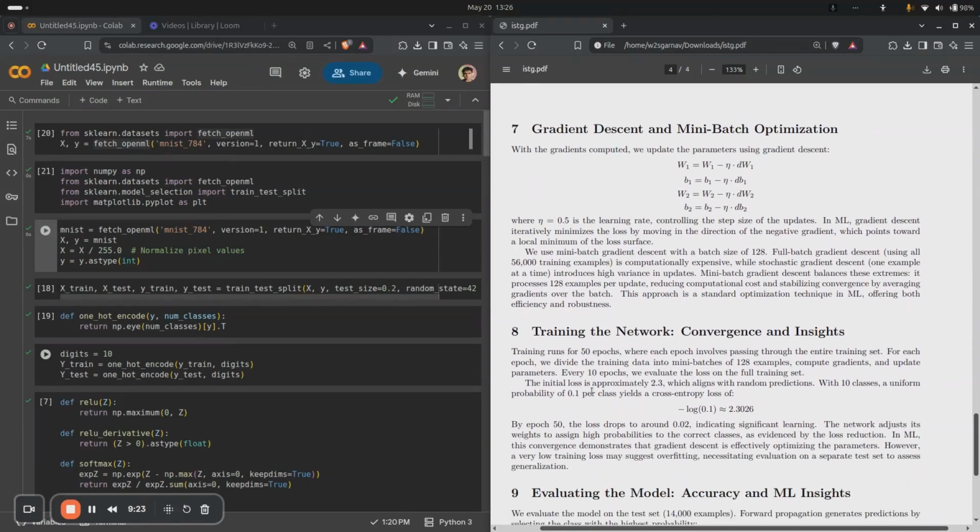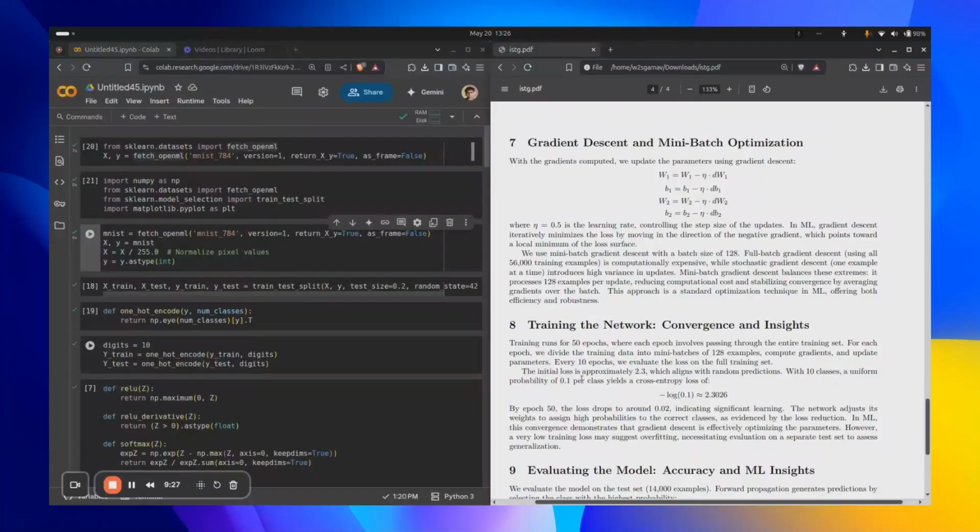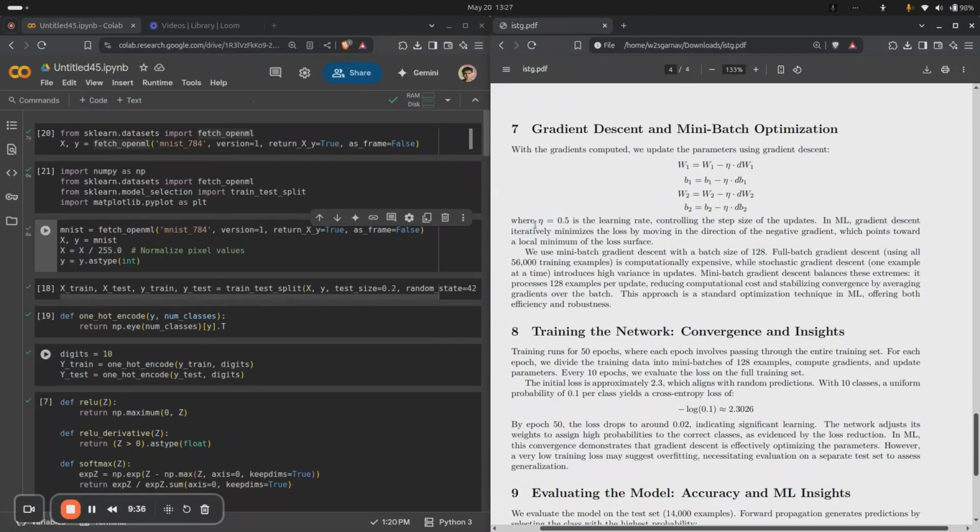Next, we move on to gradient descent and mini-batch optimization. With the gradients computed, we update the parameters using gradient descent as shown over here. N is the learning rate. This is not usually called N, but for simplification, we'll call it N over here, where N is equal to 0.5 is the learning rate, controlling the step size of the updates. In machine learning, gradient descent iteratively minimizes the loss by moving in the direction of the negative gradient, which points towards the local minimum of the loss surface.